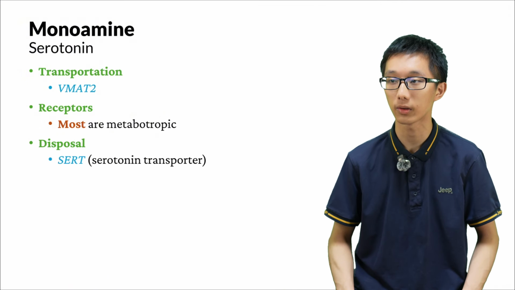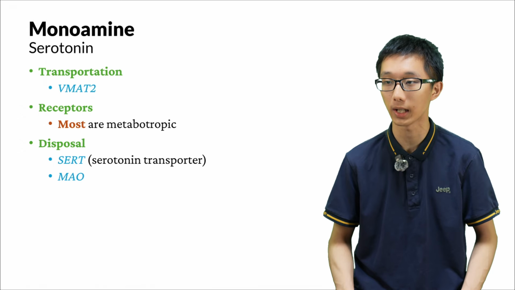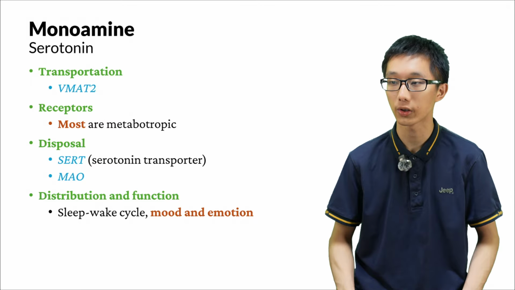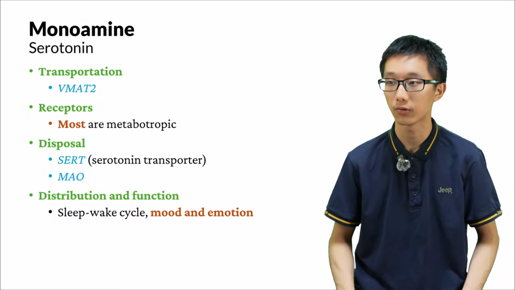Disposal mainly includes serotonin transporter in reuptake. MAO, monoamine oxidase, can also be used to decompose serotonin after reuptake. As for function, serotonin is useful in the sleep-wake cycle and in mood and emotion. Therefore, serotonin is a very large target for antidepressant drugs, drugs that are used for treating depression. As we talked about before, the inhibition of serotonin reuptake using drugs called SSRIs can enhance emotion and mood and help alleviate or cure depression.